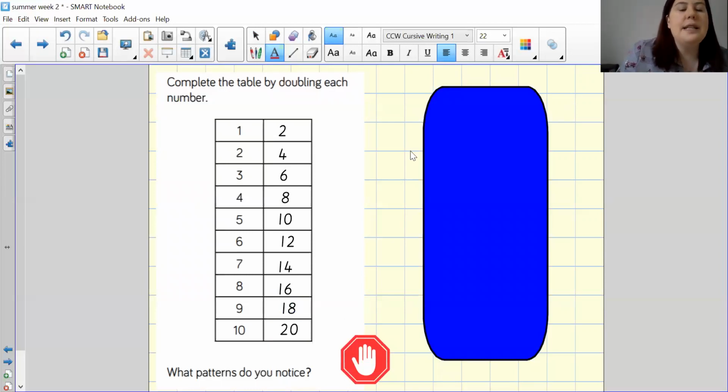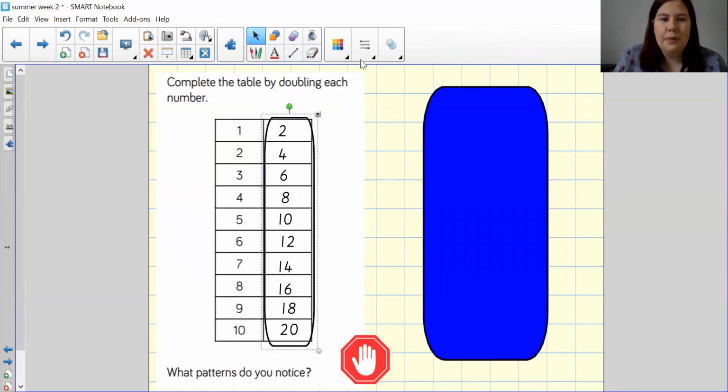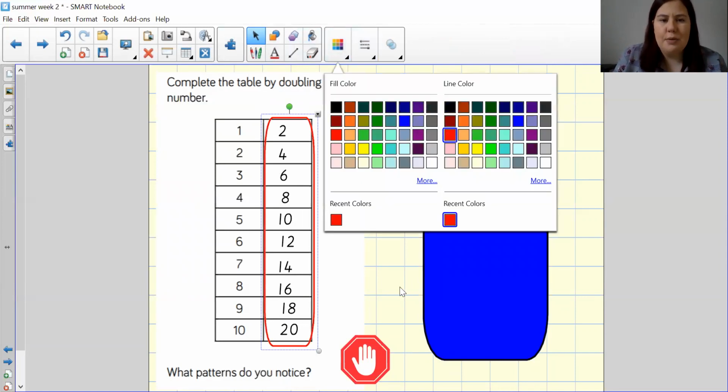So now that I've filled in the doubles table, what pattern do you notice with all of the numbers in this column here? So as you can see in this column, what patterns do you notice?